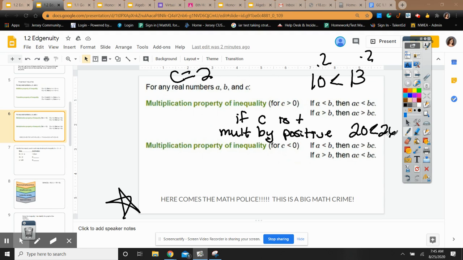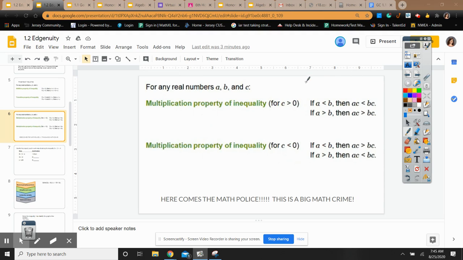The same is true if the sign was flipped. If I have 5 is bigger than 4, multiply both sides by 2, if that's what C was, 10 is still greater than 8, no issues. Where the issue shows up is here.